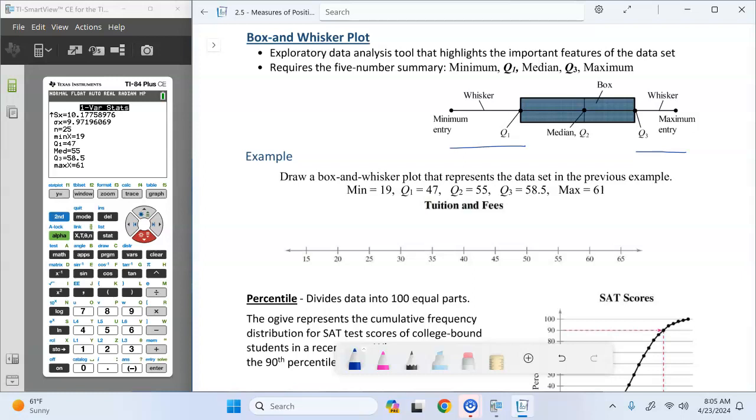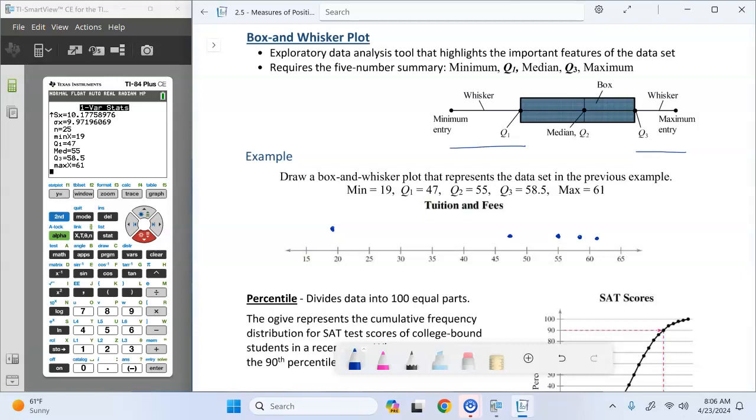Okay? So taking the same 5-point summary from before, we can draw our own box and whisker plot. We take a number line and we plot the points of the 5-point summary. We start with 19 and 47, 55, 58.5, and 61. Doesn't have to be perfect, but close is good enough. Sometimes close enough really is close enough. Okay? So we plot our 5-point summary.